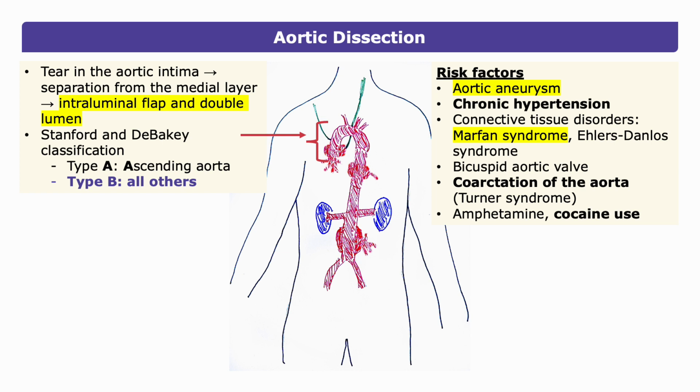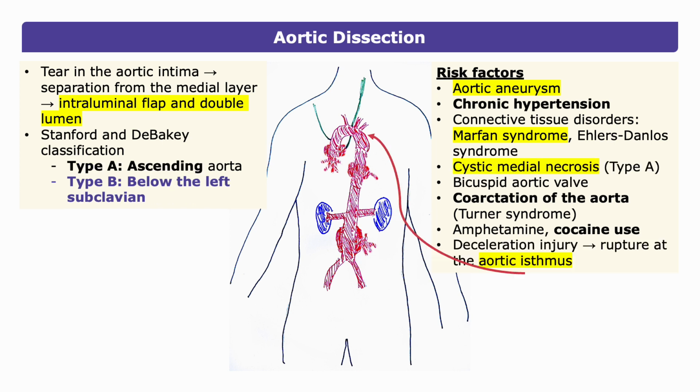Risk factors associated with aortic dissection include having an aortic aneurysm greater than 5.5 centimeters in diameter, chronic hypertension, connective tissue disorders such as Marfan syndrome, Ehlers-Danlos syndrome, bicuspid aortic valve, coarctation of the aorta, amphetamine use, and cocaine use.